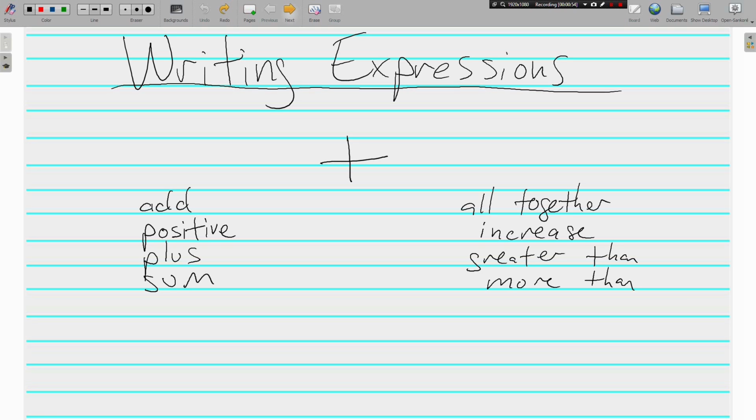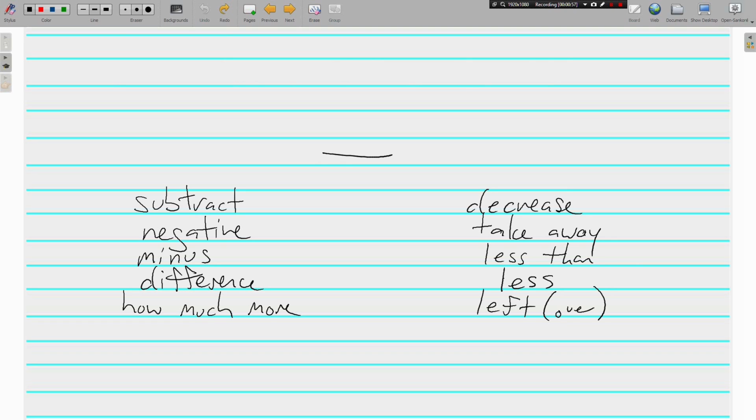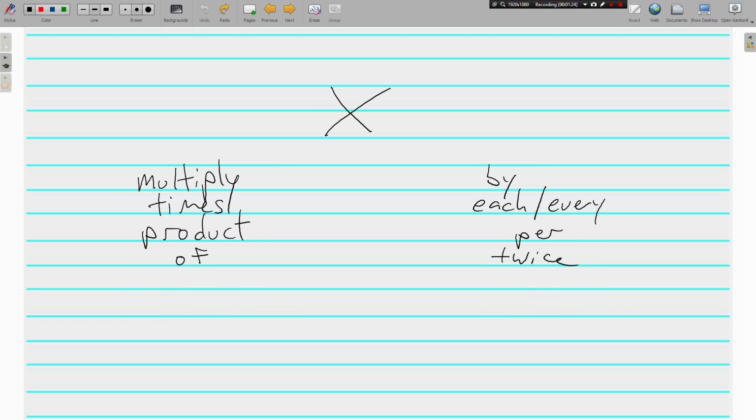How about the negative sign, or the minus sign? Well, there's two words right there. Subtract, negative, minus, difference. The phrase how much more? Decrease, take away, less than, less, left, and left over. These are all words that we associate with this symbol. Pause if you need to. Make sure you have them all written down. We're going to use these words to help us write our expressions.